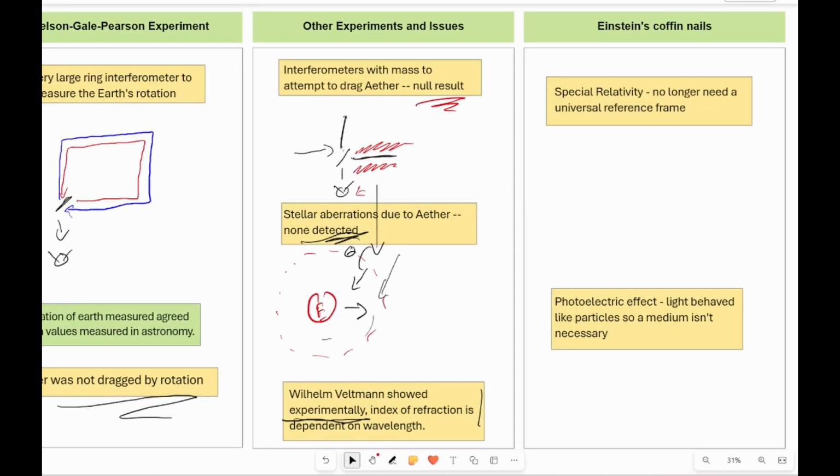Now, Einstein really did a number on Aether theories with two new concepts, and that is first, special relativity. With special relativity, since all motion is relative and the speed of light is always constant for your particular frame, we basically got rid of the need to have a universal reference frame for the speed of light, and that's mostly for Maxwell's equations. Also he explained the photoelectric effect as light behaving as particles, and if light behaves as a particle, then it doesn't need a medium.